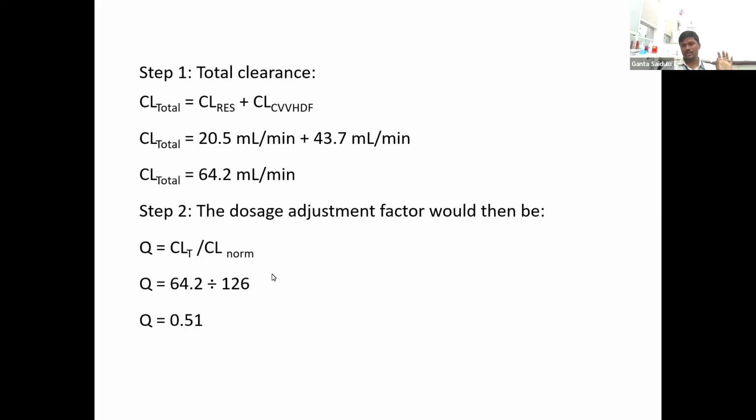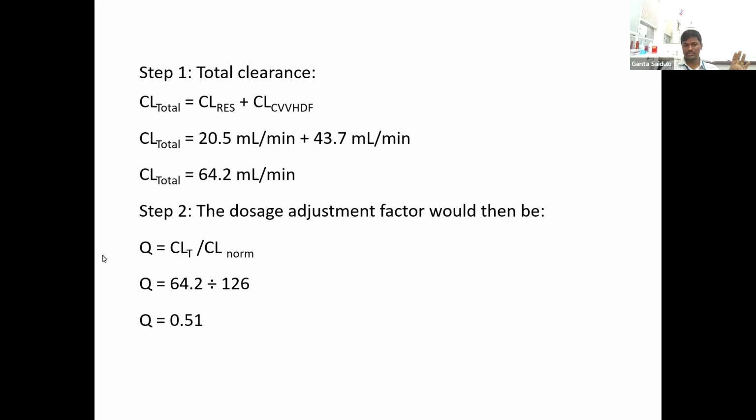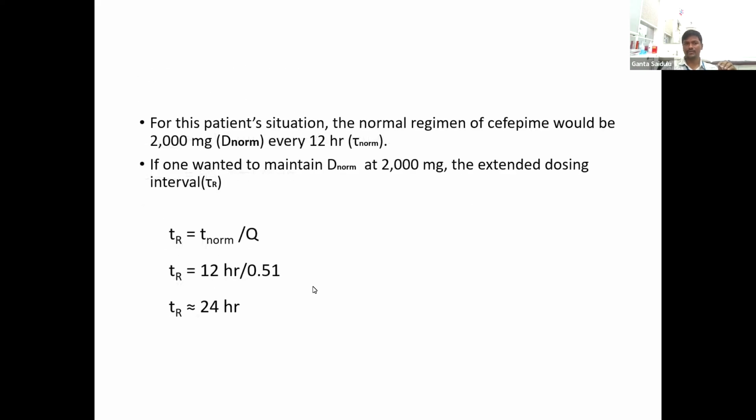Then we can apply the dose adjustment factor formula. We have the total clearance, that is 64.2. Normal creatinine clearance of cefepime is 126. Then the dose adjustment factor is 0.51. So we have step 1 and step 2, and now we are going to step 3.